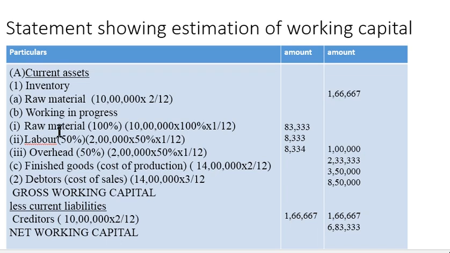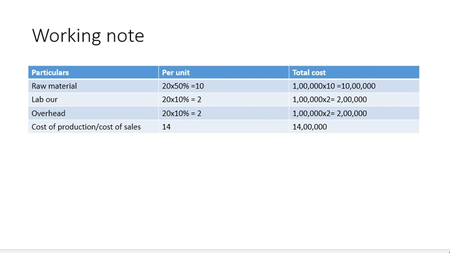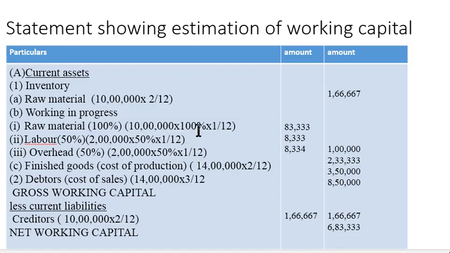The reason is work in progress means it is in process, it is not completed. So how much it is completed, that we have to assume. So the assumption rate is 100% material, labor 50% and overhead 50%. Now we will calculate one by one. Raw materials, write the total raw materials. That is, in the working note you will get 10 lakh rupees. 10 lakh into completion percentage. Completion percentage we have to assume 100%. So I have written here 10 lakh into 100%.